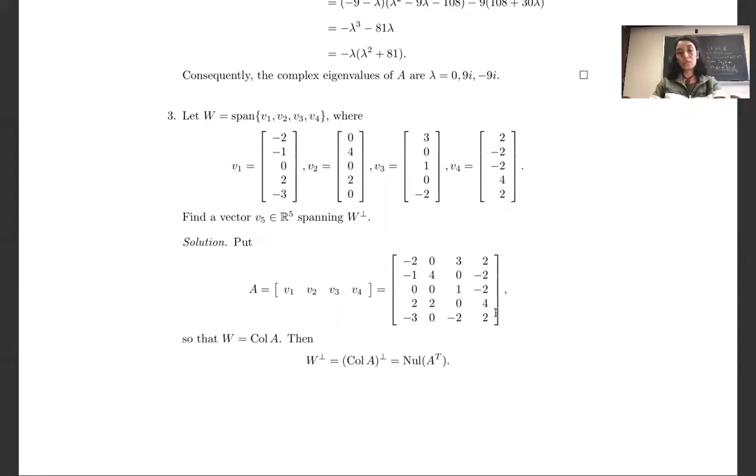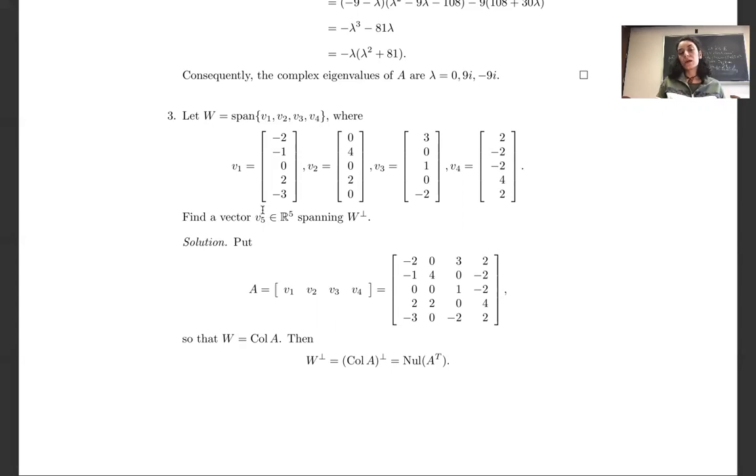What's W perp here? W perp means find a vector which should be in the orthogonal complement of your space W. Or this vector V5 should be orthogonal to all these vectors. So you can just think, I'm going to find a vector which will be orthogonal to all these vectors. So what can you do here?